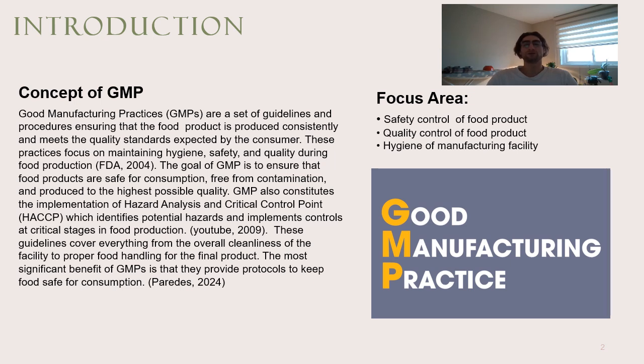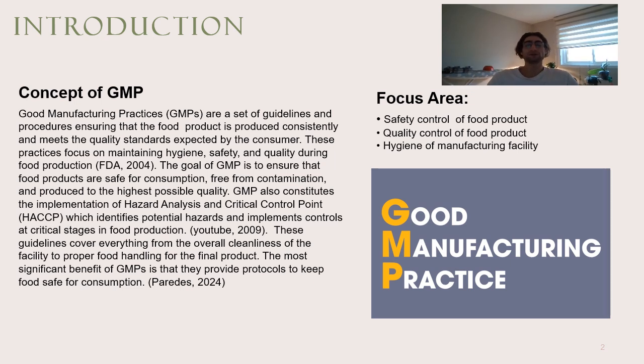Well, what is a GMP, you might be asking? A GMP stands for Good Manufacturing Practices. These are a set of guidelines and procedures that ensure that the food product is produced consistently and meets the quality standards expected by the consumer. These practices focus on maintaining hygiene, safety, and quality during the production of the food, and many other components which we'll be talking about in the next slide.